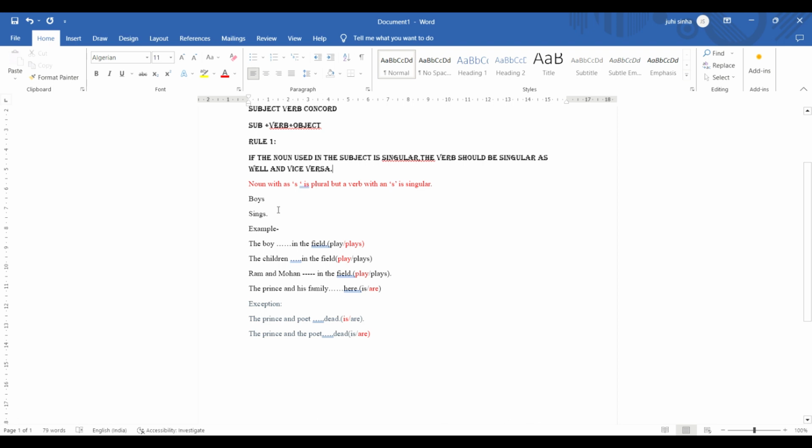Okay, but there is an exception to this rule. What is the exception? There's a catch in this rule. A noun with an S is plural, but a verb with an S is singular. As I said, boy with an S is boys, that is plural. But sing with an S is a singular verb. Now we took up some examples over here, and the ones marked in red are the respective answers to these sentences. So this was all about rule 1. Now let's take up rule 2.